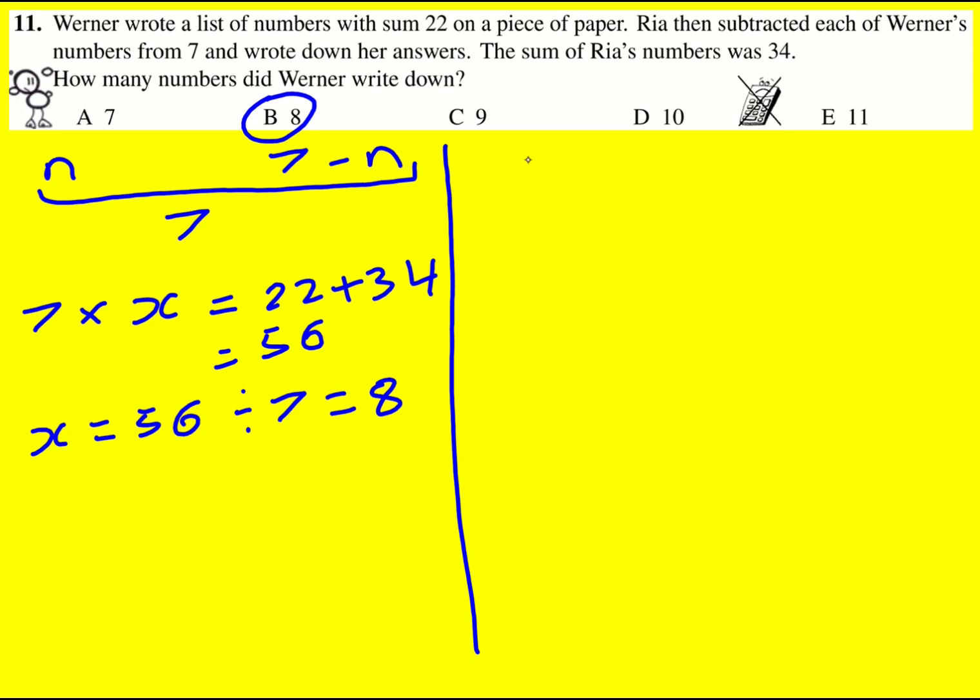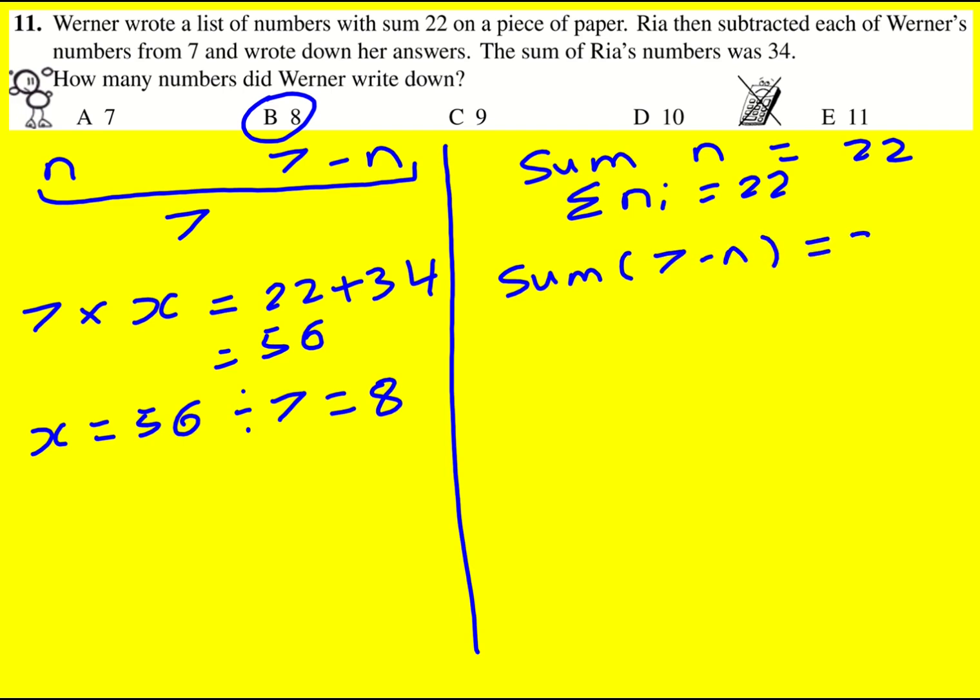So I said that the sum of n is equal to 22. Actually, I did it like this. I said the sum of n_i equals 22. This is called summation notation, and you learn about it later on, but I'm going to just refer to it now. And then the sum of 7 minus n is equal to 34, which you could write as the sum of 7 minus n_i. Sorry, I wrote x there.